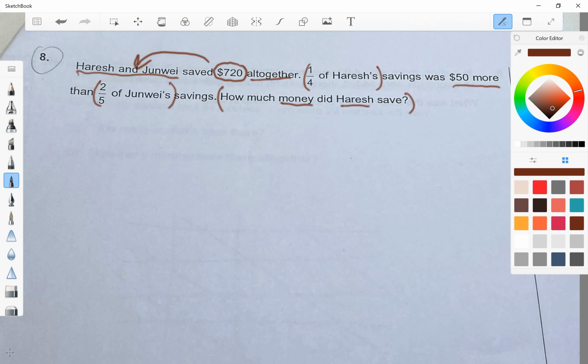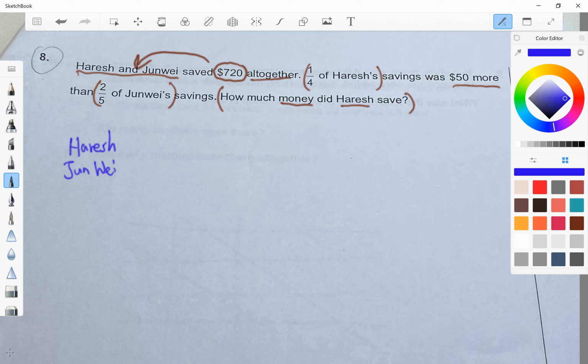So I'd like to tell everyone that the fastest method, the clearest method for a question like this is none other than to draw models, okay? To draw models. And very shortly, I'm going to demonstrate how this can be done. So we have Haresh, we have Junwei. So I would like to spell them out, Haresh and Junwei. These are names of boys from Singapore, alright?